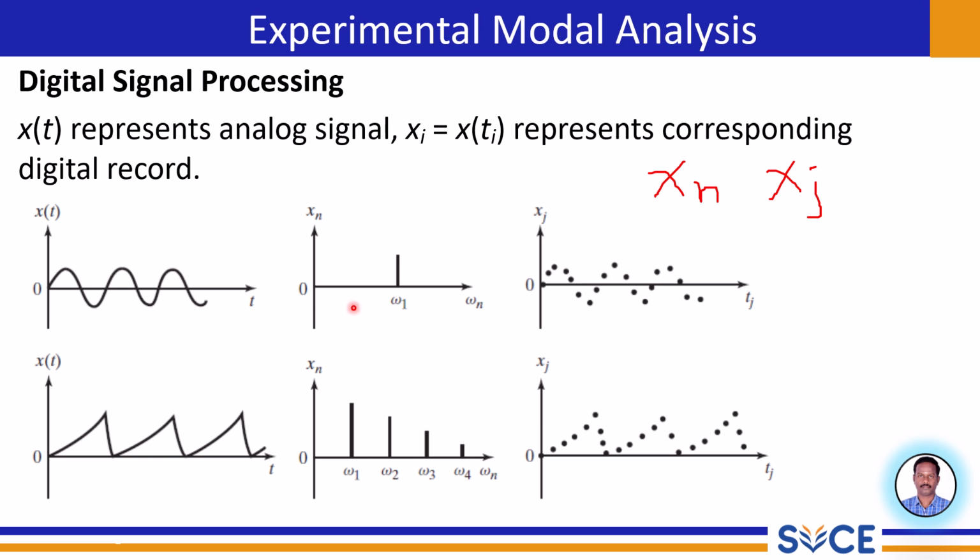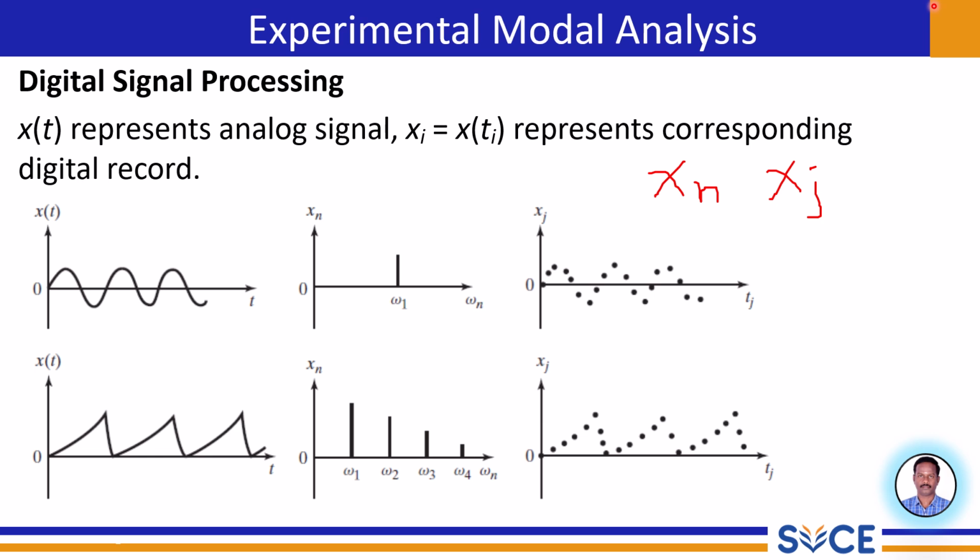In the middle, we see the corresponding digital record represented in the frequency domain: frequency omega versus x of n. Notice that instead of a continuous spectrum, we now have discrete spectral lines at specific frequencies, omega 1 and omega n. This is a result of the sampling process and subsequent Fourier analysis. For a pure sine wave, we would expect to see a single dominant peak at its frequency.